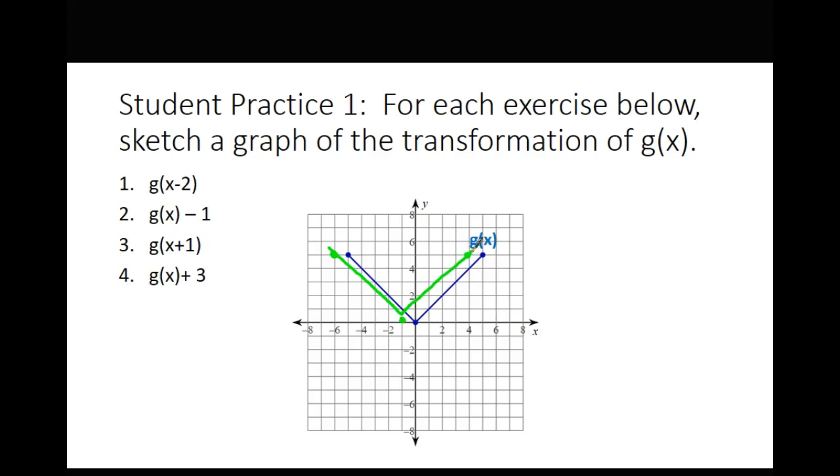Nelson, which way did you go for number 4? Up 3, right? So for number 4, every dot should have went up 3 spaces. And it should have looked like that in the end. Okay?